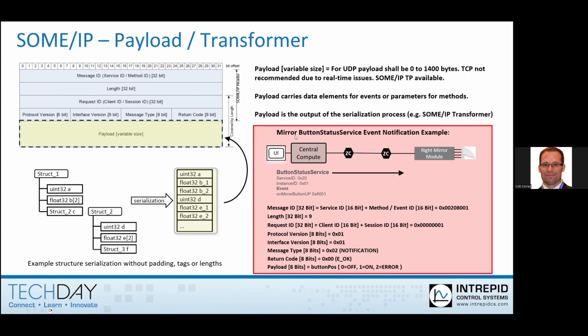As I mentioned before, we went through our button service example. Let's say a user pushes a button here. That would be service ID 20, instance ID 01, and the event could be, in this particular case, the mirror button up, which would be this number. And then in the payload, we would actually have the button position. So this section right here demonstrates the example that I just tried to explain. You can look at the numbers at your leisure after.